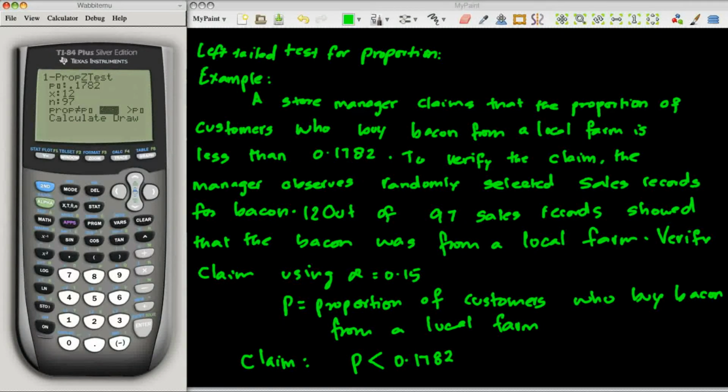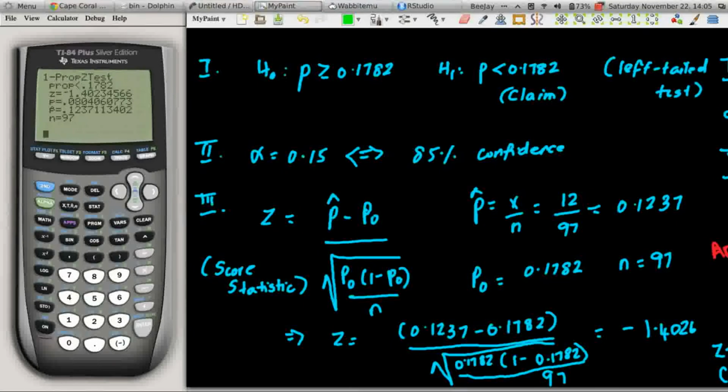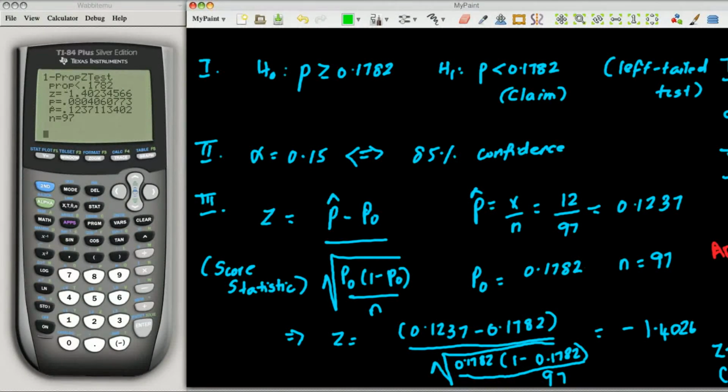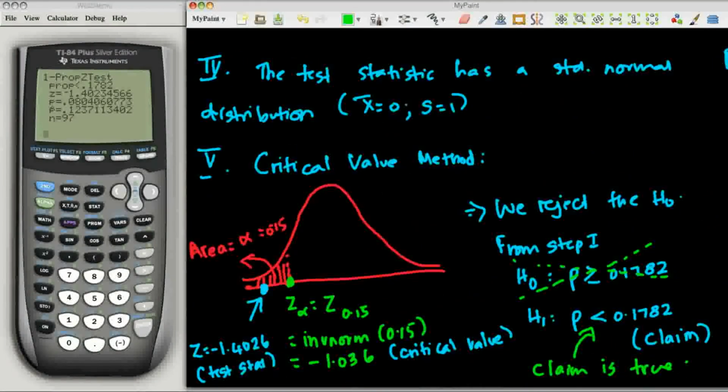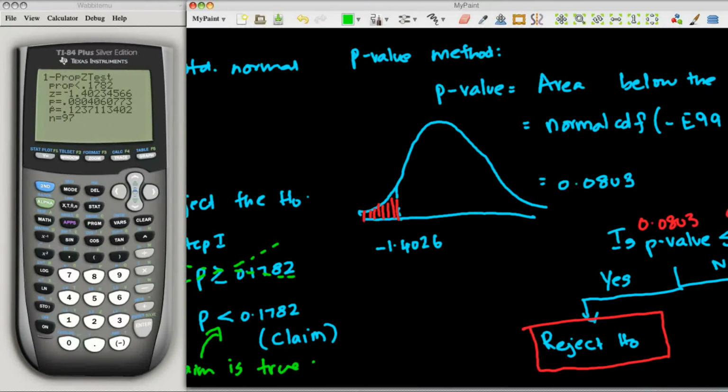So press enter, then you press calculate, and you find that the test statistic is negative 1.4023. That's exactly what I have. The p-value is 0.0804, very close to what I have, and p-hat is 0.1237. Those are all conclusions that we obtained using the manual approach. If you go back here, you can see that p-hat is 0.1237. It's exactly what I have over there, and the test statistic is negative 1.4026.